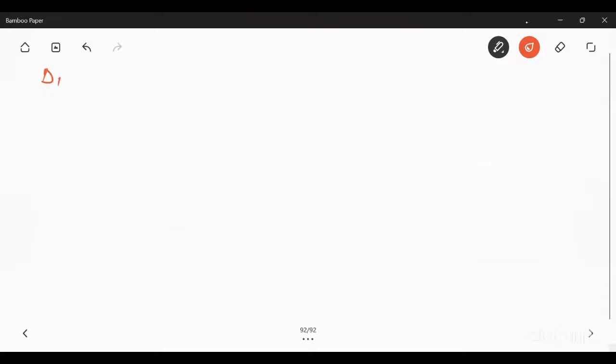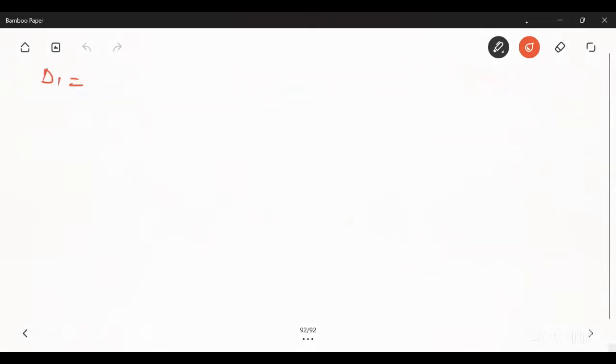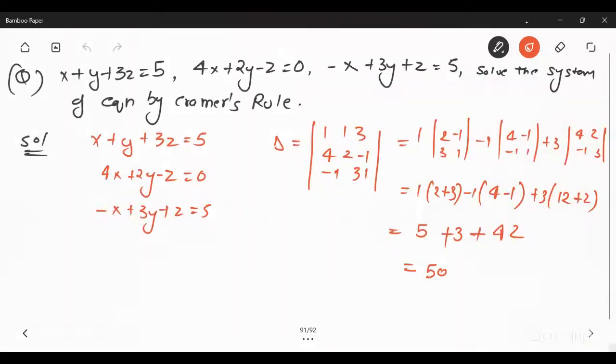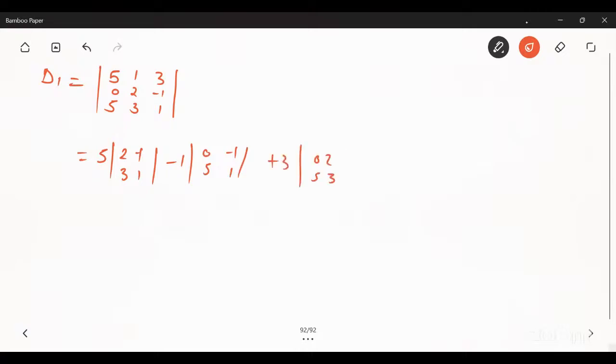Now the value of delta 1. Delta 1 means put all the values of the RHS in the first column. So 5, 0, 5. The second column is 1, 2, 3, and the third column is 3, minus 1, 1. Now solve for delta 1.